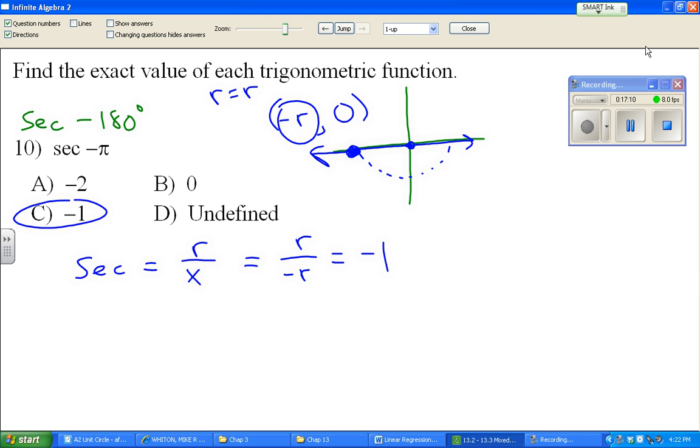And that's those. So just remember, you can always use the xy definition if you know the coordinates of a point on the terminal side, which we used with these borderline ones. That's the way we went there. All right.